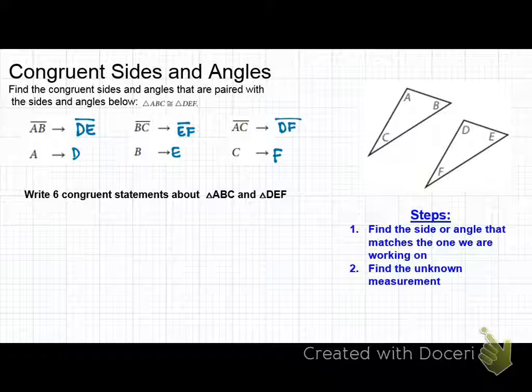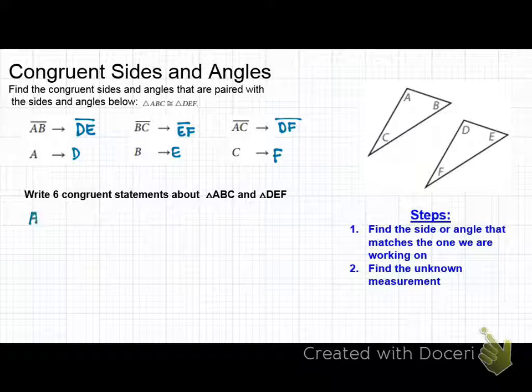Now I'm going to make some congruent statements, okay? So I'm going to write 6 congruent statements about triangle ABC and triangle DEF. So this is what you're learning today, okay? I'll do 2 of the 6 and then you as a group will do the other 4, okay? So there are 3 congruent line segments and we have 3 congruent angles. Ready? So I'm going to do 1 line segment, 1 angle, and then you're going to do the rest.